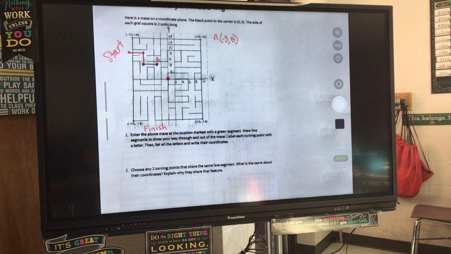So number one, plotting, listing. Number two says choose any two turning points that share the same line segment. What is the same about their coordinates? So either your x is going to be the same or your y is going to be the same, and you should have to explain why they share this feature.